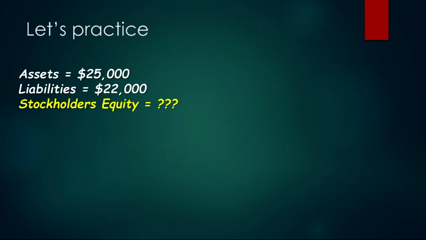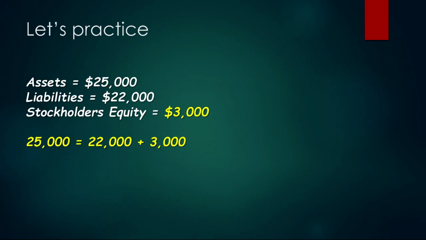Let's practice the accounting equation. If you know assets are $25,000 and you know liabilities are $22,000, what is stockholders' equity? Assets have to equal liabilities plus stockholders' equity. So stockholders' equity must be $3,000.